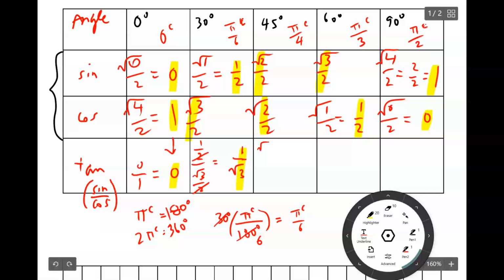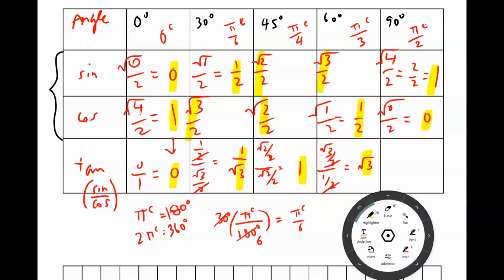Square root of 2 over 2 divided by square root of 2 over 2 is just 1, right? Because it's the same number on top of each other. And square root of 3 over 2 divided by 1/2 is equal to, remember the 2's cancel out, and we end up with just square root of 3. And last of all, 1 divided by 0. Make sure you don't say that that is equal to 0, because 1 divided by 0, anything divided by 0 except for 0, is infinity.